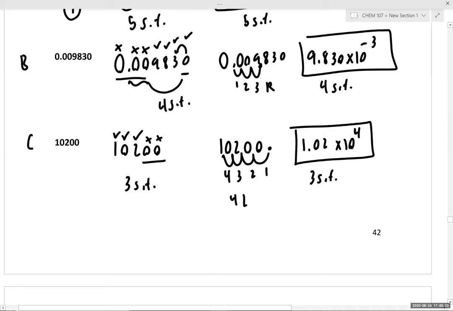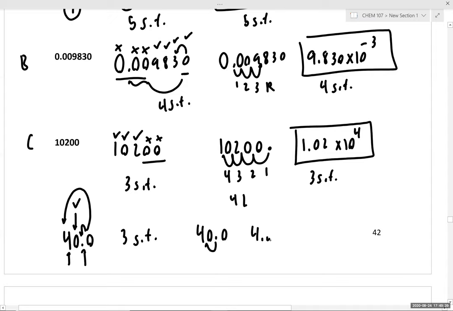So to address a side question, one student was asking, 40.0, how many significant figures does it have? Well, this zero is between a non-zero digit and a decimal point, so it is significant. This last zero is after a non-zero digit and after a decimal point, so 40.0 has a total of 3 significant figures. And we can write 40.0 as 4.00 times 10 to the first.